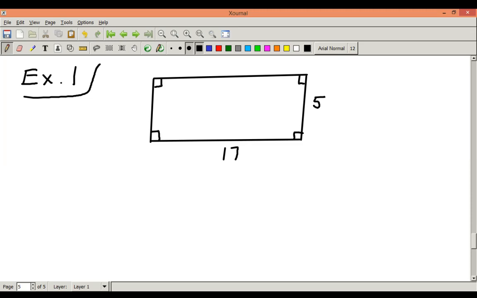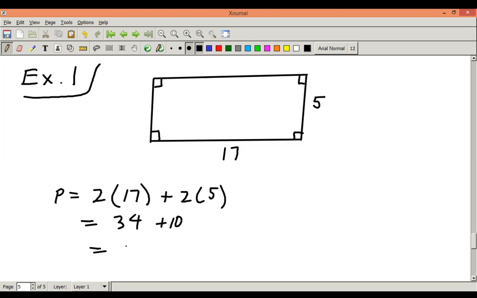Okay, so let's find the perimeter. Well, remember for the perimeter, you've got to add 2 of those lengths in, so 2 times 17. And then 2 of those widths in there, so 2 times 5. So it looks like we have 34 plus 10. So 44 units, whatever the units are there, would be that perimeter.